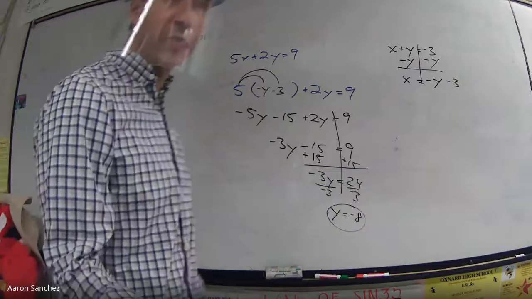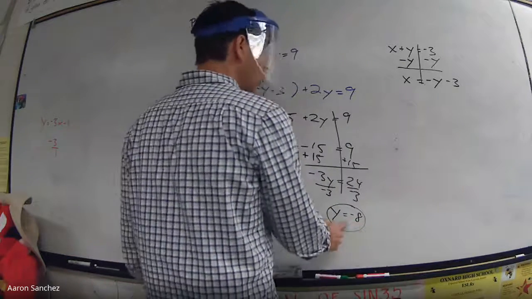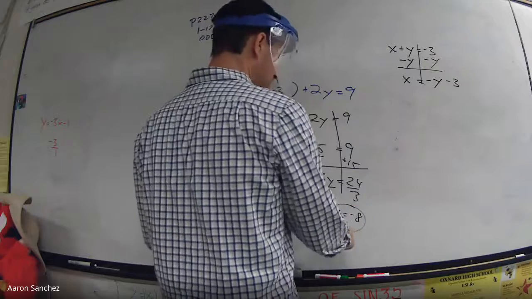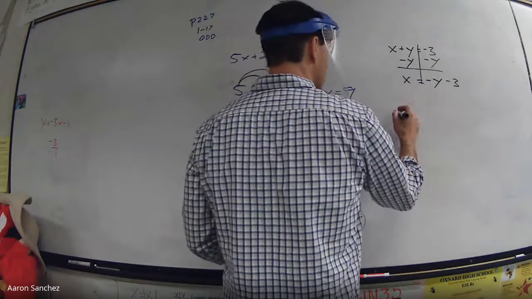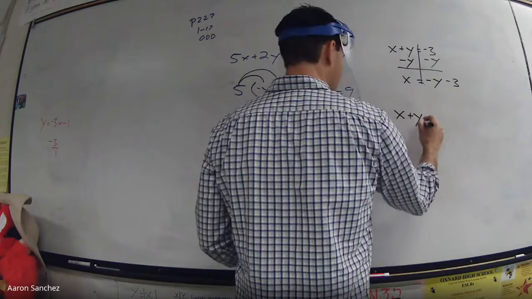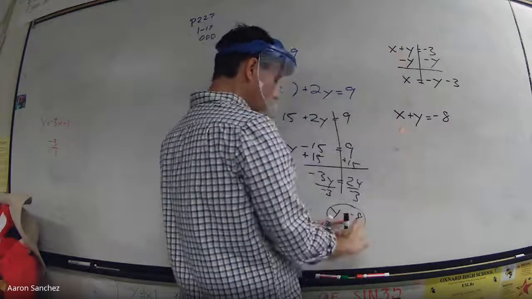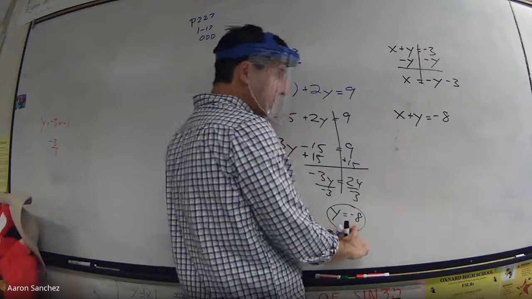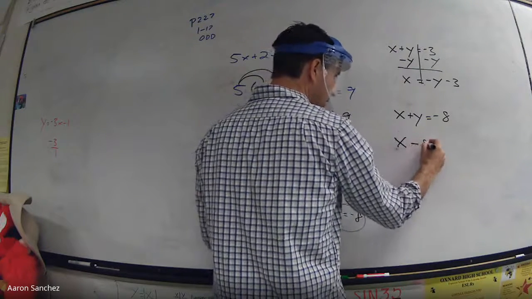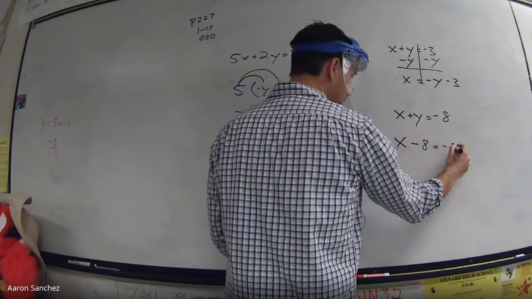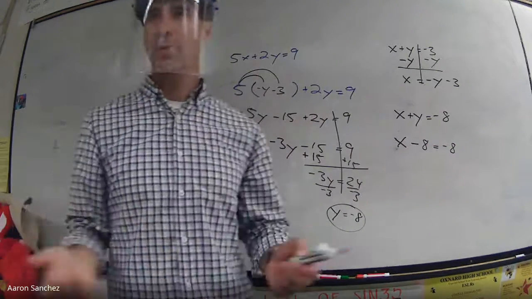Now we have to solve for the x. So we take this y and plug it into one of the equations. This one would be an easier one. Let's plug it in here. X plus y equals negative 8. So now I just took this equation and wrote it here. And for y, let's plug in negative 8 and solve for x. X plus negative 8 equals negative 8. Let's solve for x. And that's your system of equations.